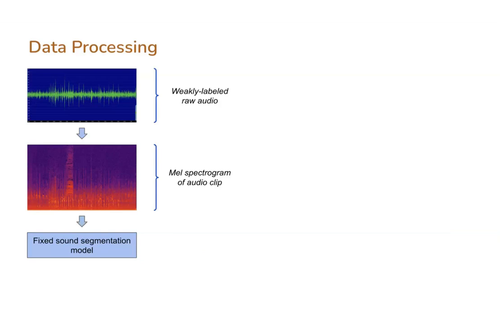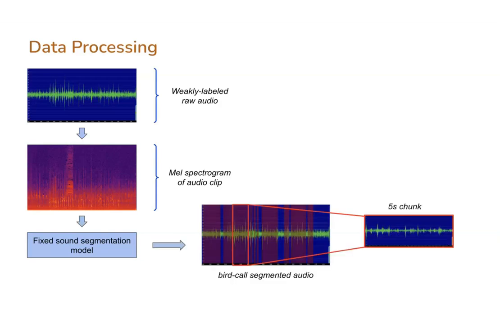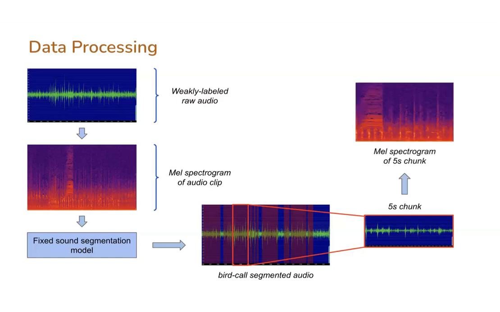After attaching a strong label to each of these segments, we then chunk each one into 5-second clips. Finally, these 5-second chunks are split into training and validation sets and are converted back into MEL spectrograms to be used in our classification pipeline.